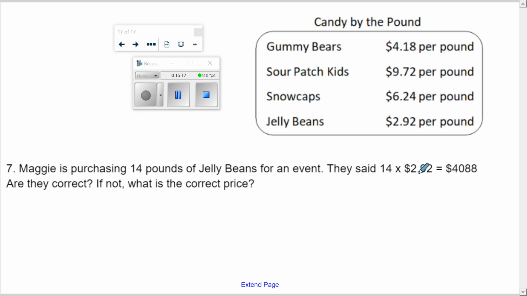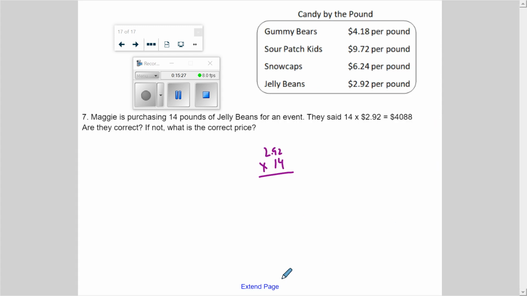She says that 14 times 2.92 is 4,088. All right. Once again, 14 times 2.92 will give us these digits, 4088. But is that the right answer? Let's find out. 4 times 2, 8. 4 times 9, 36. Carry the 3. 4 times 2 is 8, plus 3 is 11. And I'm going to cross that 3 out. Let's now multiply our next row. 1 times 2, 2. 1 times 9, 9. 1 times 2, 2. Add up my columns. That's 8. 6 plus 2, 8. 1 plus 9, 10. Carry the 1. 1 plus 1 is 2, plus 2 is 4.